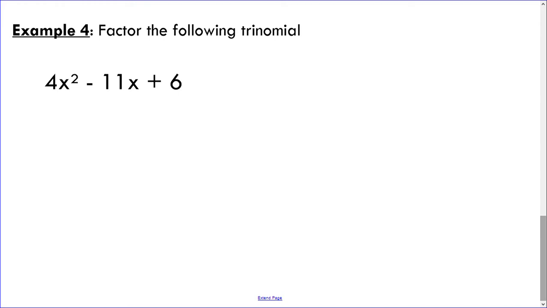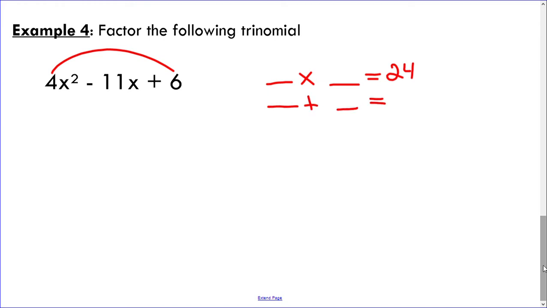Alright, so in this case, we're doing the same steps, two things that multiply to give you a value. In this case, it's going to be the first times the last, same as before, so 4 times 6 is 24. And then those same two terms are going to add to give you negative 11. And so when I look at factors of 24, there's a whole bunch that are there, but there's only really one that multiplies to give you 24 and will add to give you a negative 11.